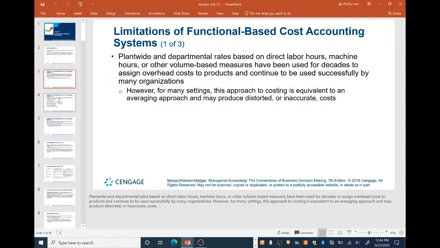Unfortunately, for many settings, this approach to costing is going to be equivalent to an averaging approach. With it just being an average, there could be a lot of distortions and a lot of inaccurate cost by doing things this way. So we can see that this issue with the plant-wide and departmental rates on this slide is what's leading to activity-based costing for a more accurate measure.